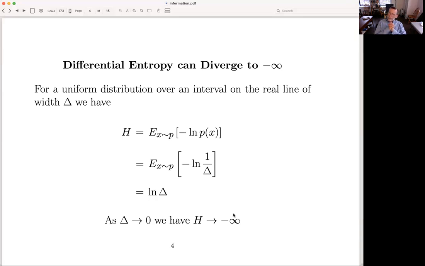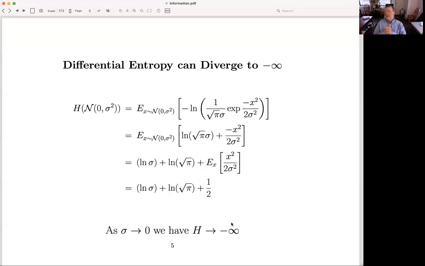Now, just as an example, consider a uniform distribution on an interval of width, capital delta. If it's a uniform distribution, the density is 1 over delta, so that it integrates to 1, delta times 1 over delta. Now, as delta goes to 0, the density goes to infinity. It's getting infinitely dense as the width goes to 0. And that means that this 1 over delta gets greater than 1, so its log becomes positive and the minus log becomes negative. So as delta goes to 0, this notion of differential entropy goes to negative infinity. Differential entropies can be negative.